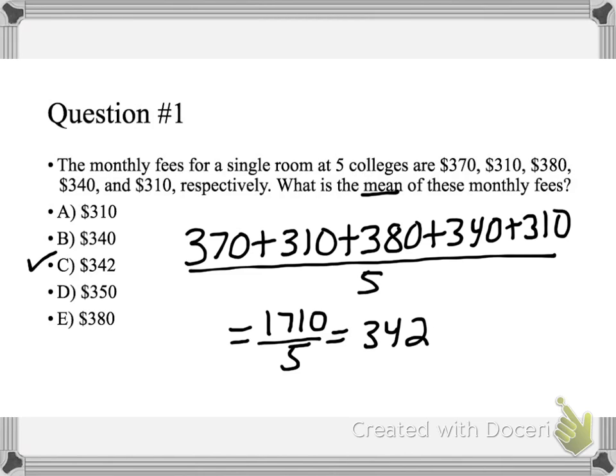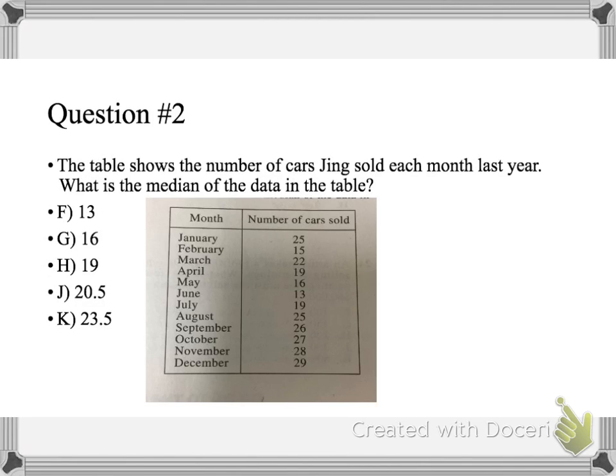For question 2. It says the table shows the number of cars Jing sold each month for the last year. What is the median of the data in the table? Alright, median, we want to go through and put all of our numbers in order and then pick our middle value. So the smallest number that I see in this case is 13. I'm going to put it up here at the top. Next one I see is 15, and then 16.